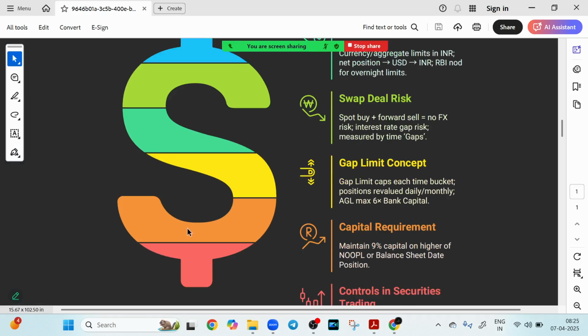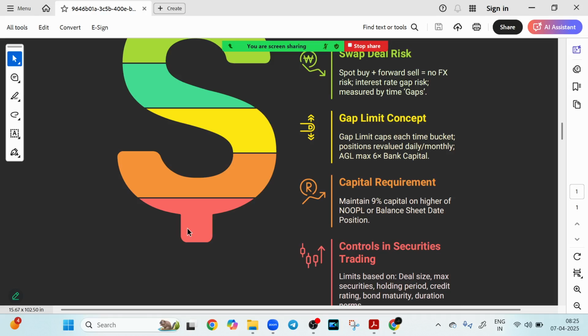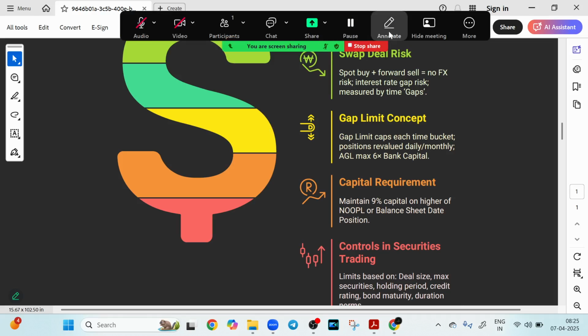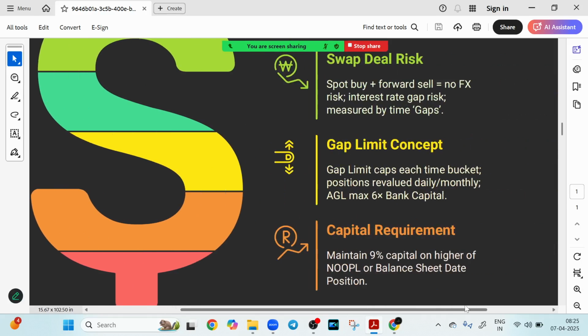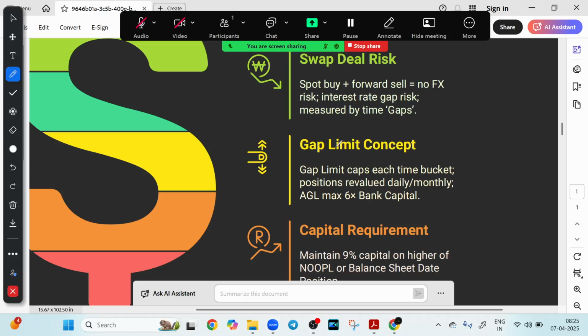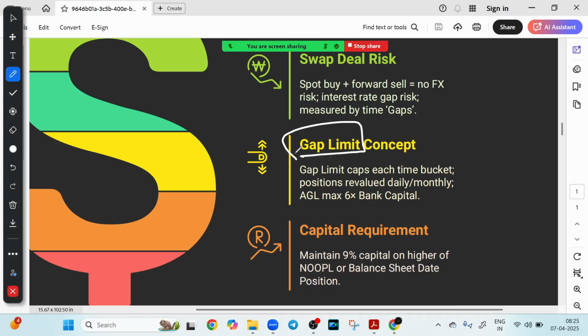Now there is a concept called the gap limit concept. What is it? Gap limit applies to time buckets. We have already discussed time buckets in the previous lecture. So whenever you see the word gap limit, it applies to time buckets, say overnight, 1 to 7 days, etc.